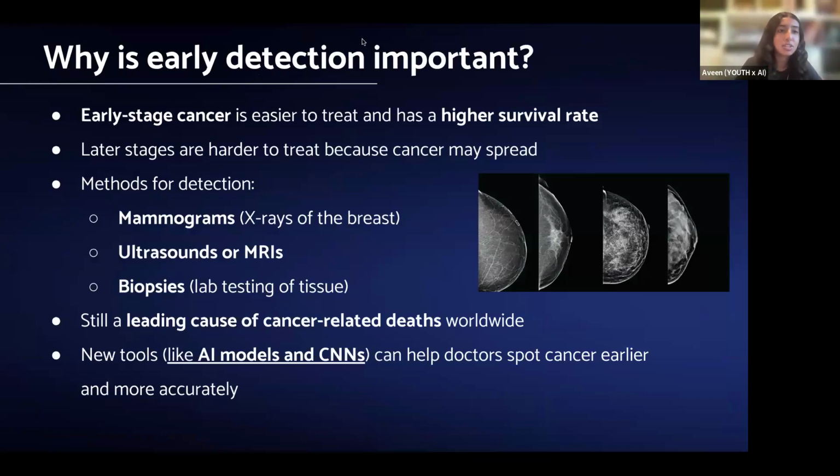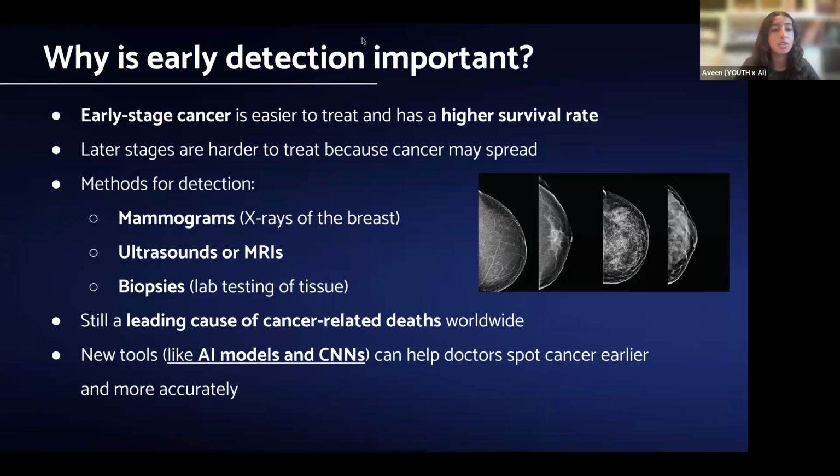You might be wondering, why is early detection important? Early stage cancer is so much easier to treat and has a much higher survival rate, because later stages are so much harder to treat because the cancer may have spread. Like with the malignant ones, if it spreads to other parts of your body, it can become a lot more harmful and a lot harder to get rid of.